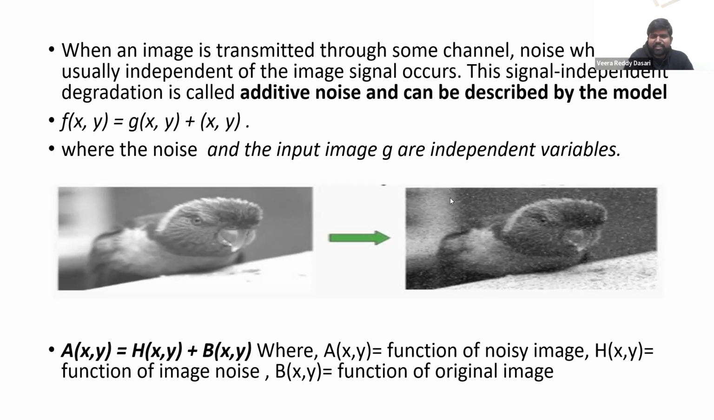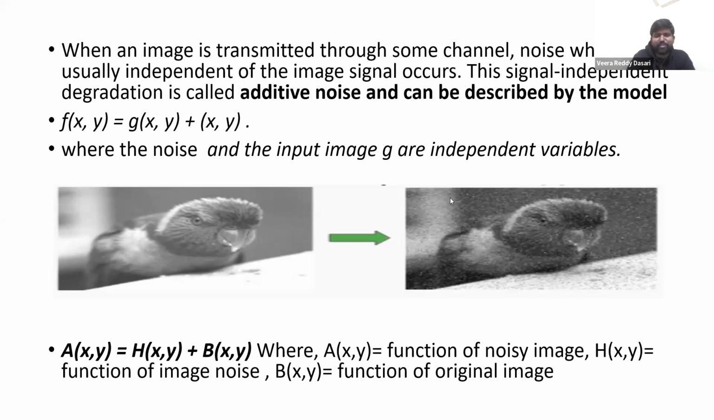Signal dependent degradation, okay. Anyone? What are the errors that usually occur when an image is transmitted or processed? Sai Manogna, you belong to this class only. Errors may occur during the processing of the image while you are transferring it.